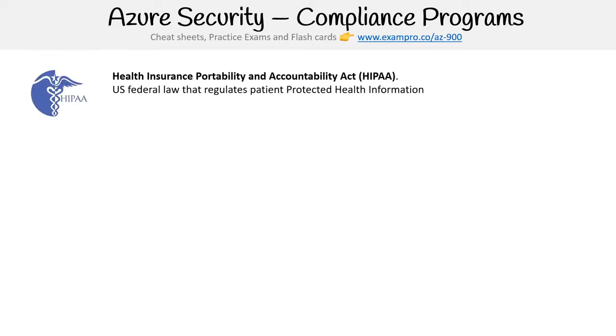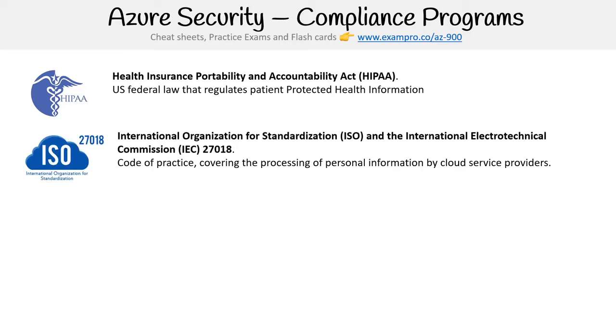Then you have HIPAA. This is the one that you're going to want to remember. This is the Health Insurance Portability and Accountability Act, a U.S. federal law that regulates patient-protected health information. Whenever you're dealing with hospital stuff, you're dealing with HIPAA. Then you have ISO 27018. This is an international standard, and it is the code of practice covering the processing of personal information by cloud service providers. That's a good one to remember.